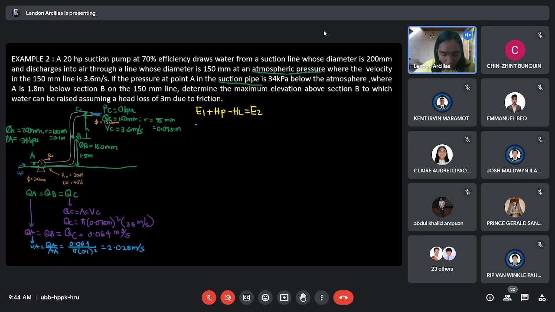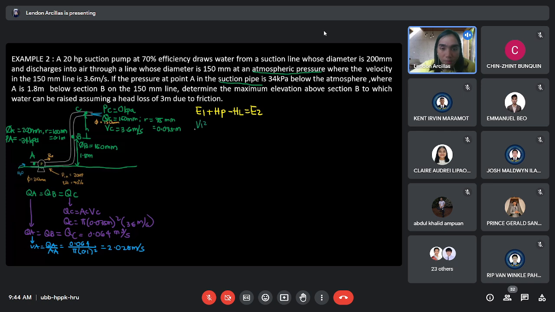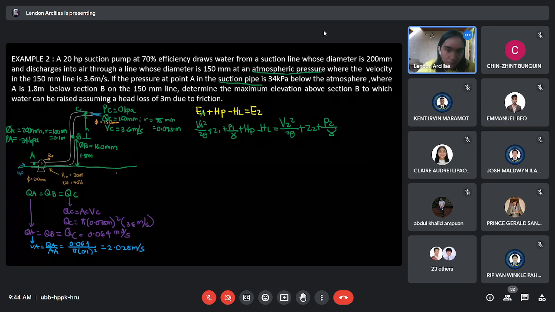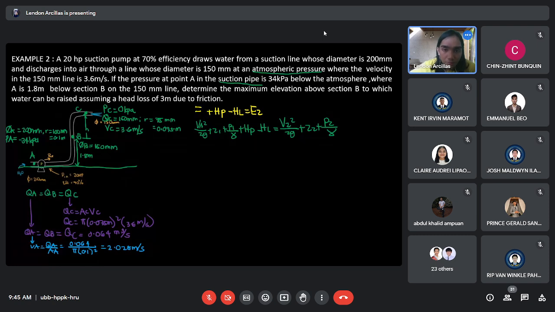So, again, this E1 is composed of V1 squared over 2g plus Z sub 1 plus P1 over the specific weight, plus HP minus head loss, equal to V sub 2 squared over 2g plus Z sub 2 plus P sub 2 over the specific weight. Our V sub 1, or V sub A, is at A, and this is point C. Let's substitute. So, energy from point A to point C.